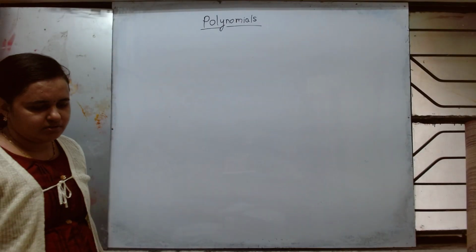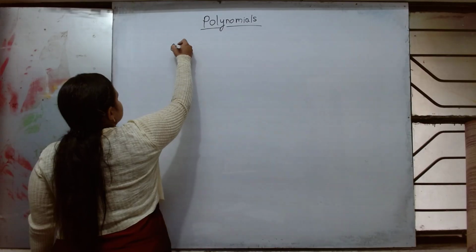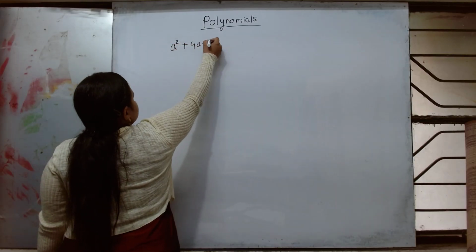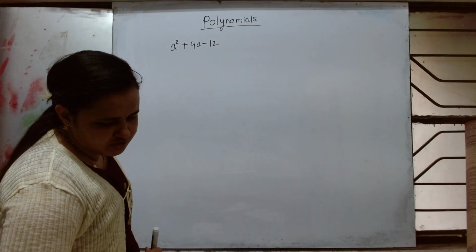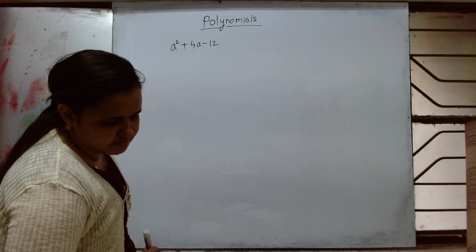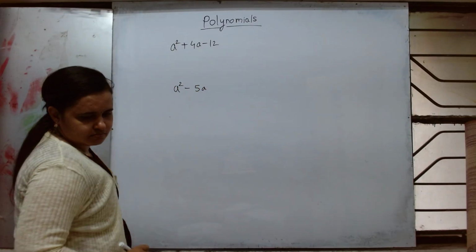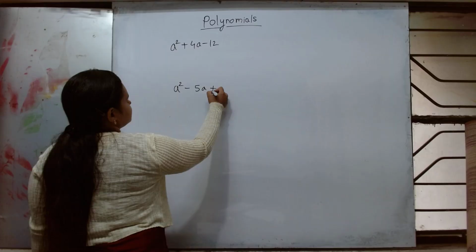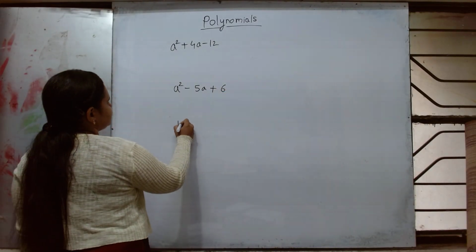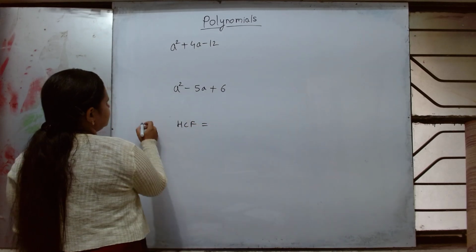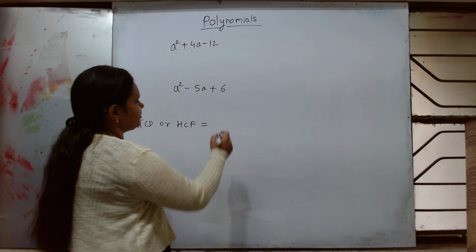Now the fourth one. GCD of a square plus 4a minus 12 and a square minus 5a plus 6, and their GCD is given as a minus 2. GCD means HCF. Okay. It is given as a minus 2.